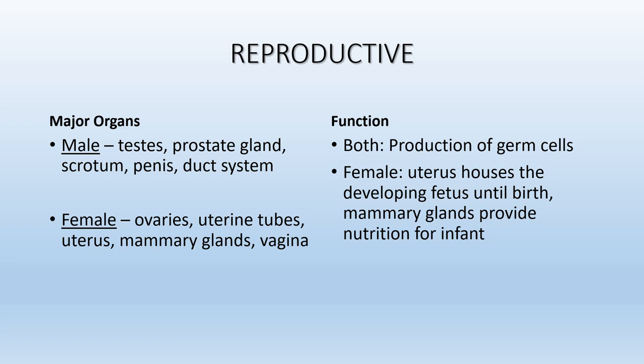For female, they also have the uterus, which its purpose is to maintain the fetus until birth. And then the mammary glands are also going to help provide nutrients, breast milk, for the developing infant. And so together it's for continuation of the species.